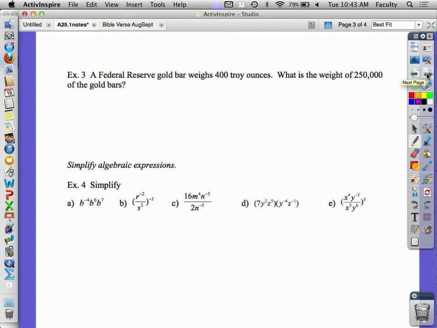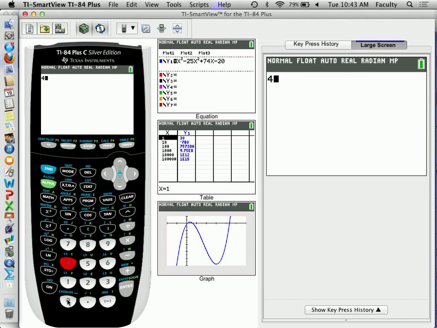Word problem. A Federal Reserve gold bar weighs 400 troy ounces. What is the weight of 250,000 of the gold bars? So you would need to take 400 times 250,000. Well, let me show you another really neat feature of your calculator. So if I'm going to take 400, I don't even need to put it in scientific notation. And I press enter. Now your calculator has a mode that's scientific mode. So do you guys see the mode key right here in the top left?